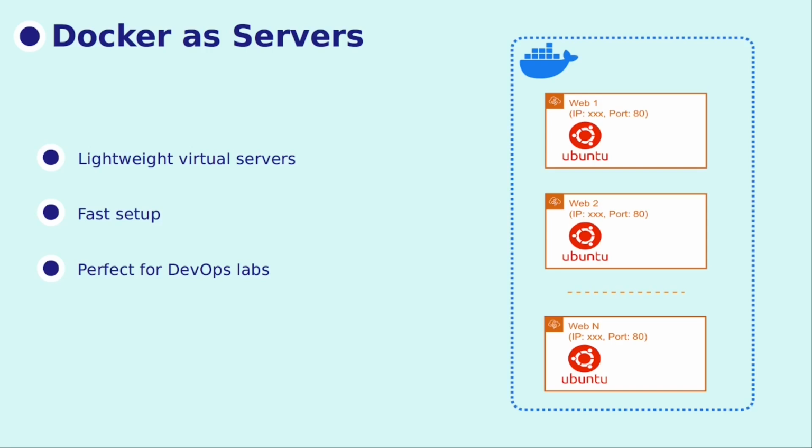Docker as servers. Why Docker? Why do we use Docker instead of real servers? Because Docker gives us a lightweight environment, fast startup time, and easy reproducibility. Instead of provisioning EC2 instances or virtual machines, we can spin up multiple servers in seconds. Each container has its own file system, runs its own processes, and can be accessed via SSH. This makes Docker perfect for DevOps and testing automation.